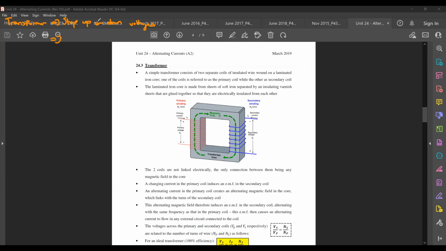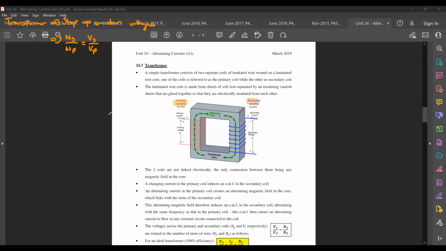A transformer usually has what we call a primary coil and a secondary coil. There's a particular equation where we tell you that the ratio of the number of coils on the secondary coil to the primary coil is the same as the voltage at the secondary coil to the primary coil. This was what you learned last time in your IGCSE or SPM.